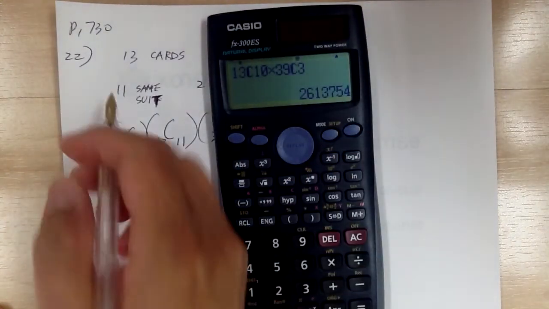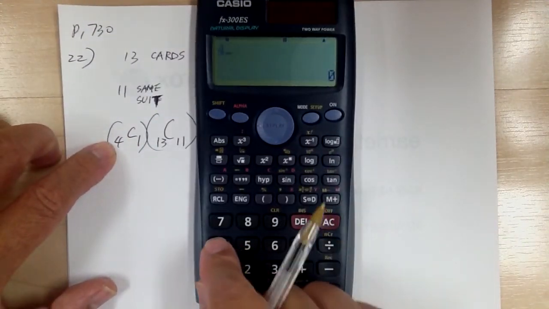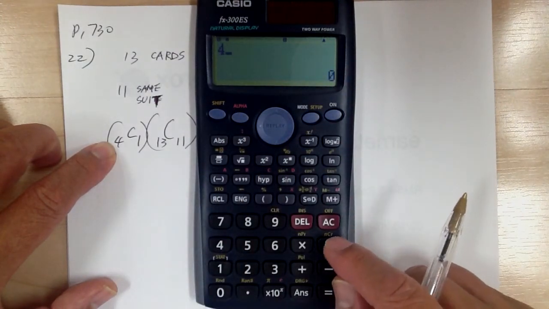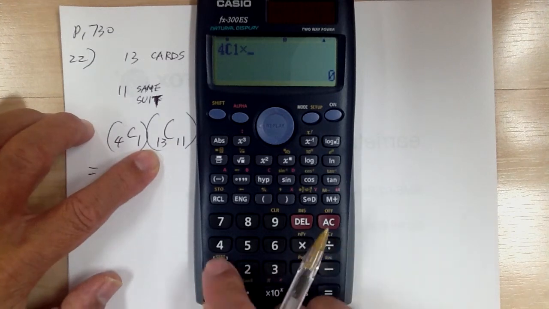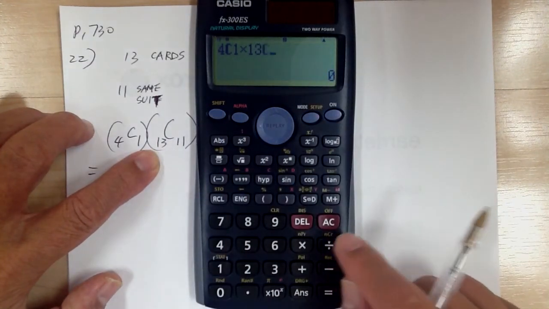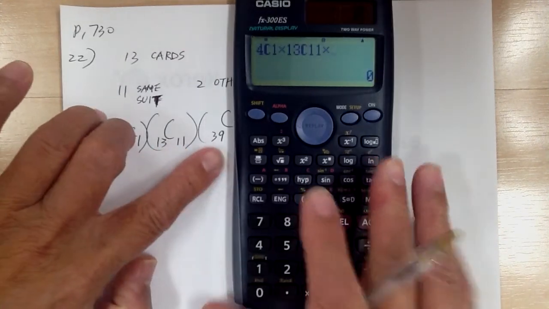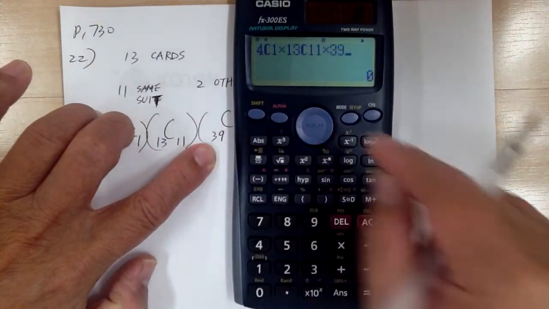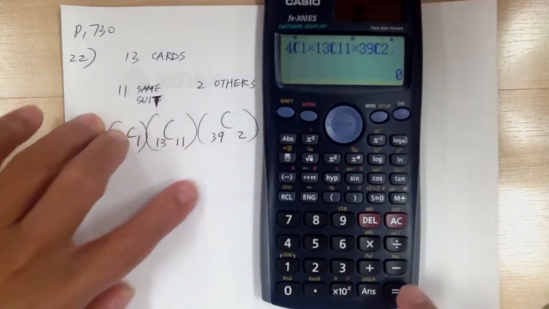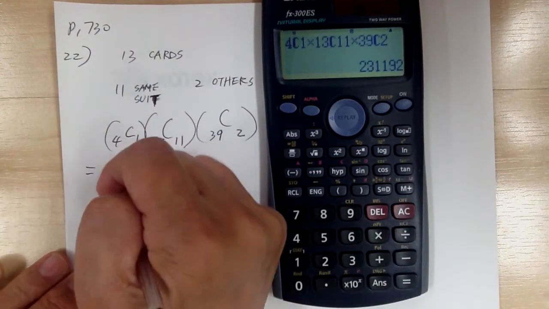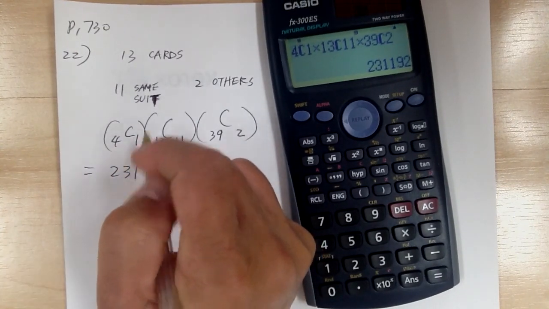Now you can just get your calculator and do that. So you're going to get 4 NCR 1 times 13 NCR 11 times 39 NCR 2 equals, and you're going to get 231192.